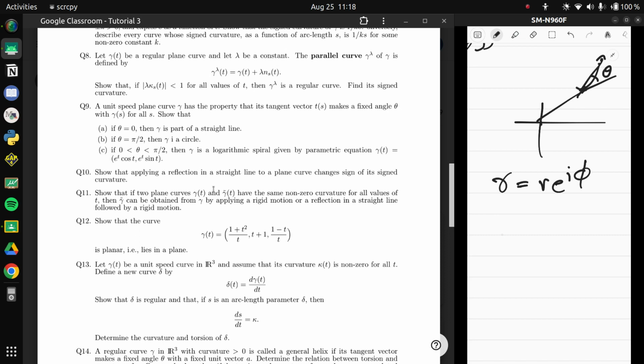What I was going to say was, it's a unit speed curve, isn't it? It's just got gamma dot that's equal, so its magnitude is 1, and this would just be like e power i phi plus theta. Yes.